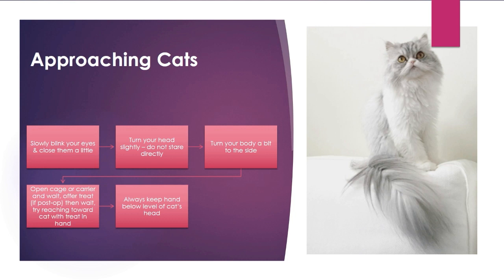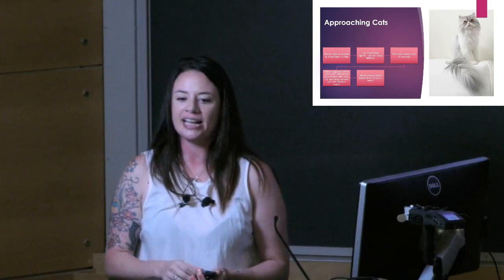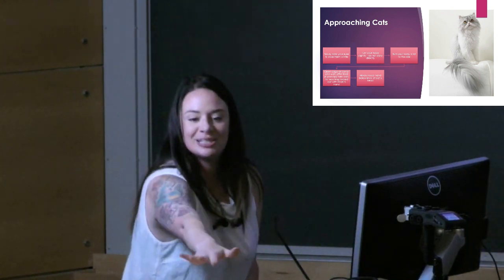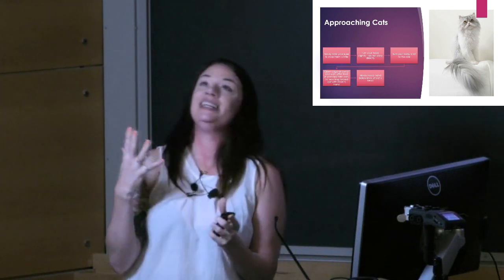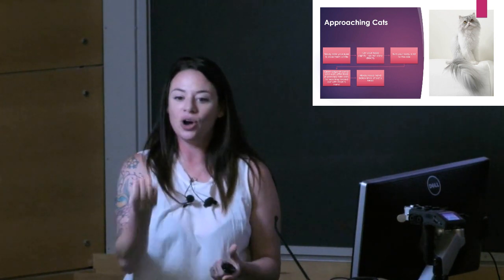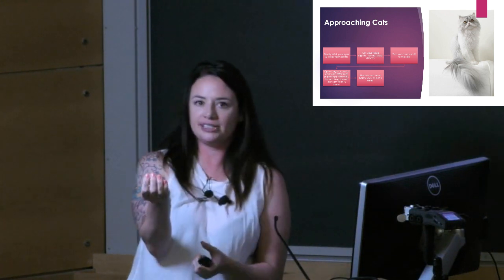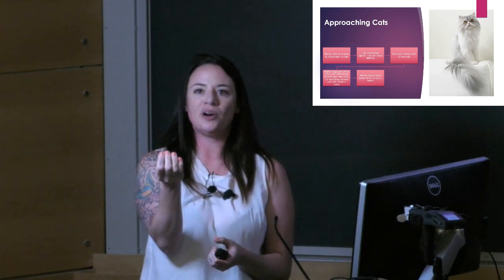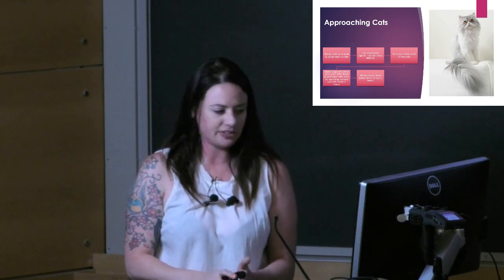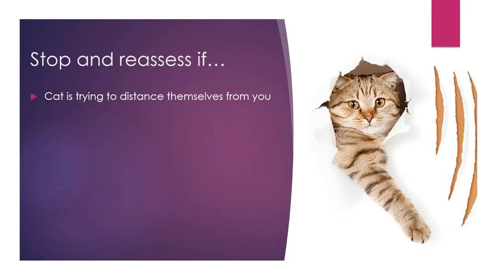And always keep your hand below the level of a cat's head. I mean, myself included, I'm constantly going up to cats wanting to say, I love you, and just pet it right from the top. But cats will see that and freak out. You always need to let them sniff your hand first and then respond to them. They're going to tell you if they want you to pet them or if they're like, no, I'm not handling pets right now. So when you're approaching the cat, you want to stop and reassess if the cat is trying to distance himself from you.